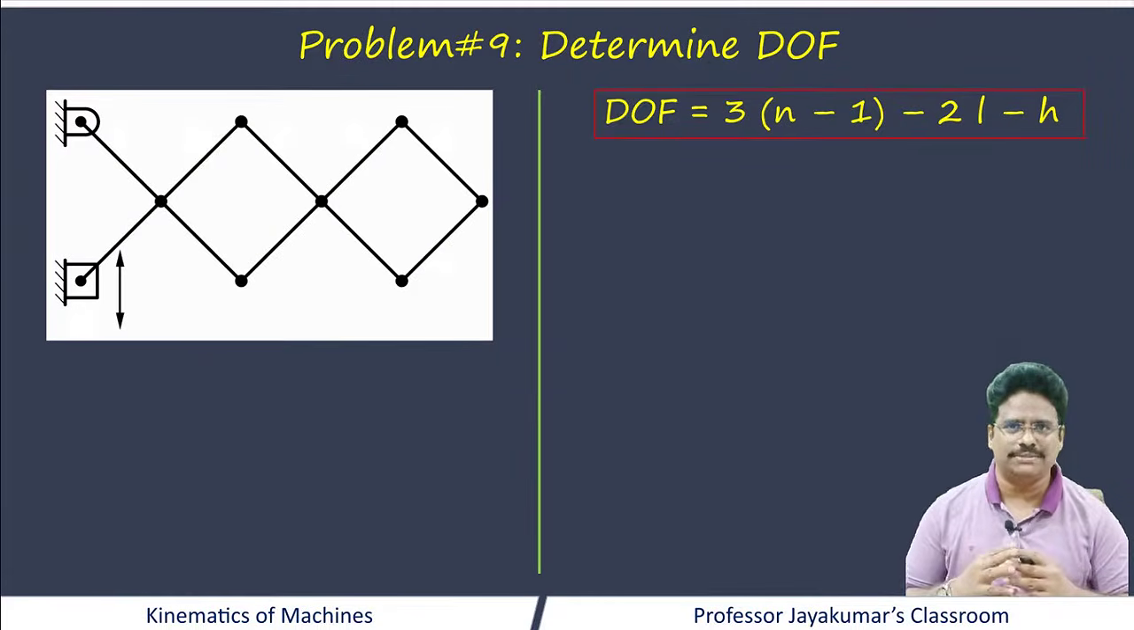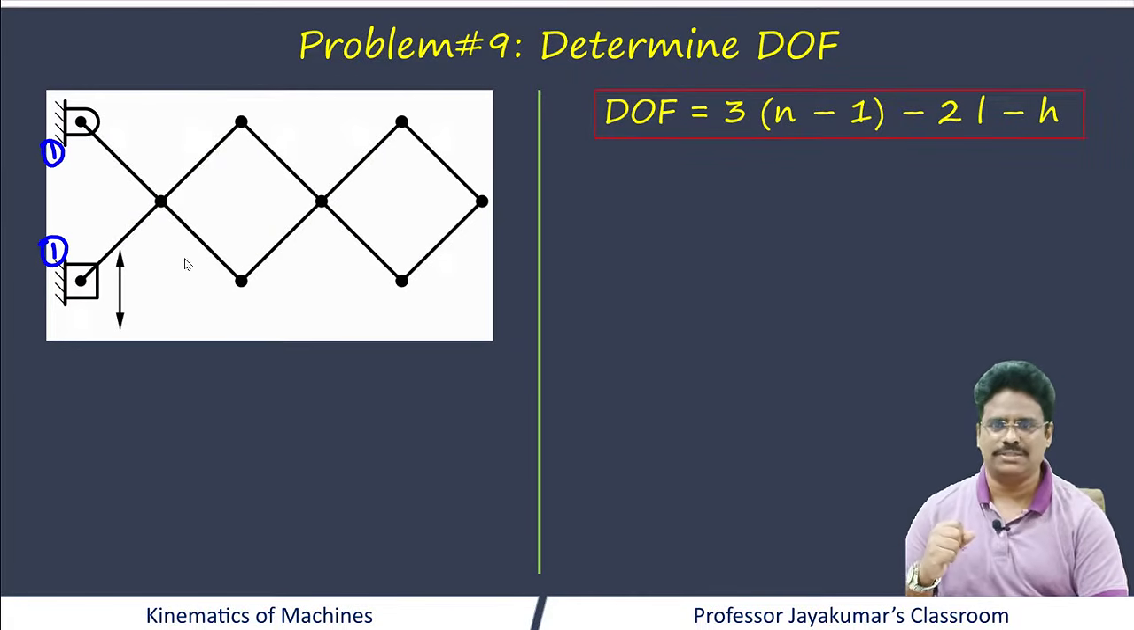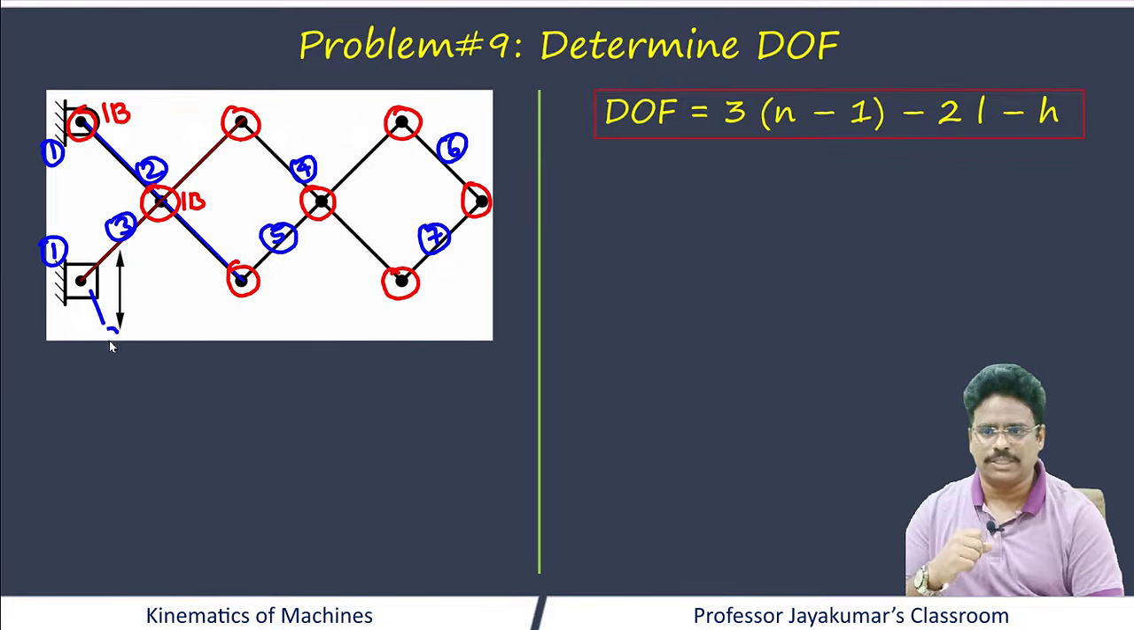Shall we move on to problem number 9? Let us name the link 1. Here we must understand that this entirety is one link. Therefore, we can call that link 2. Same way, from this to this is link 3. So similarly, I could call this link 4, link 5, then link 6, link 7. We have to call the slider link number 8, therefore n is equal to 8.